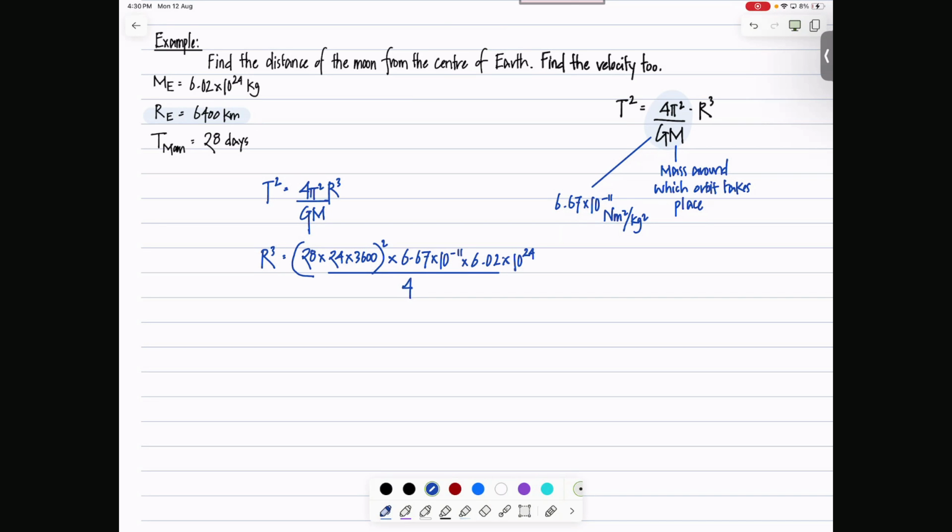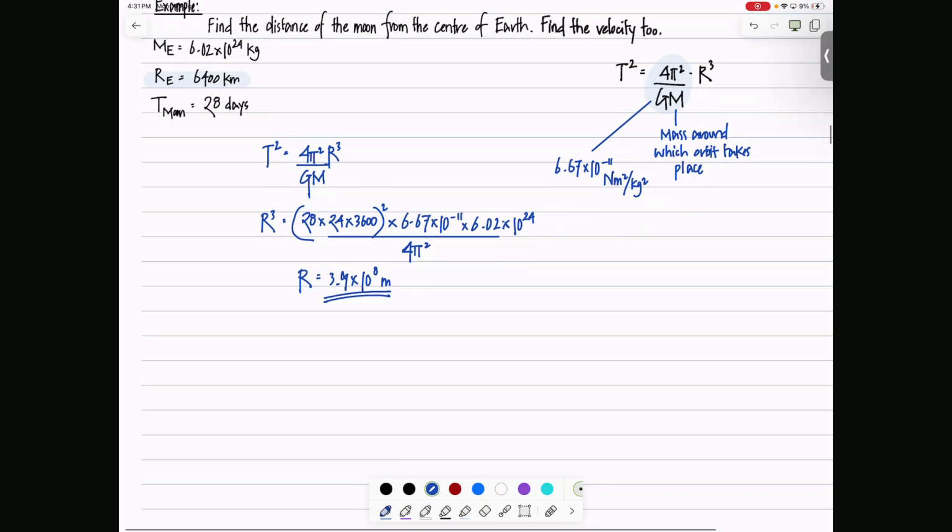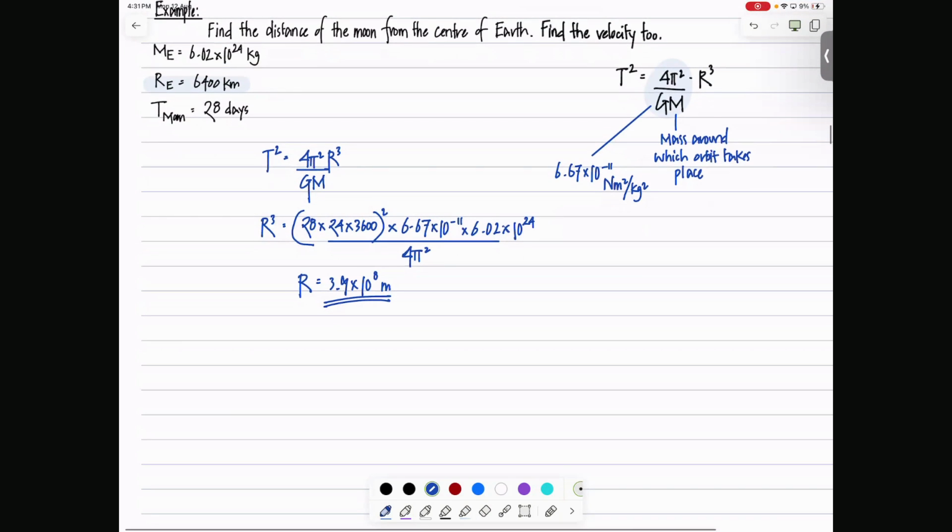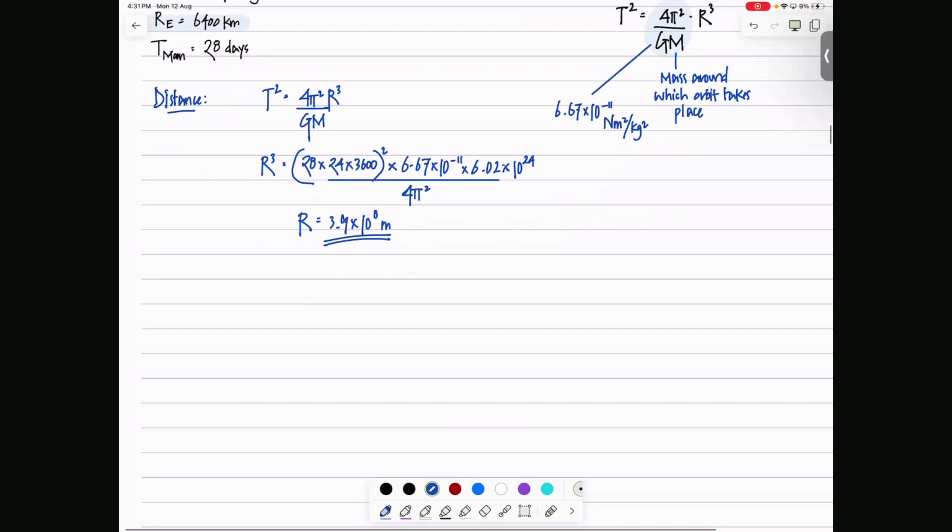Whatever answer comes, you take the cube root of it, right? So what comes is r, that's the answer. How much? 3.9 into 10 to the power 8 meters. Okay, yeah, so that's the answer. And then the question is find the velocity of the moon. So this is the distance, and next how fast is the moon moving? So it's easy, it's a completely circular motion question. What is it? Answer.